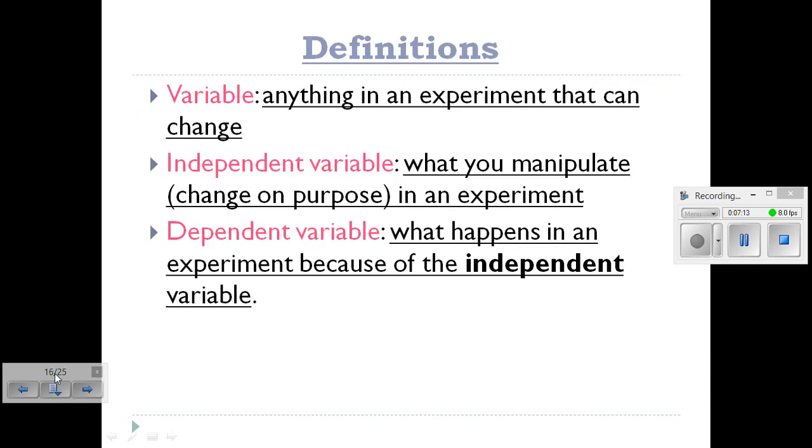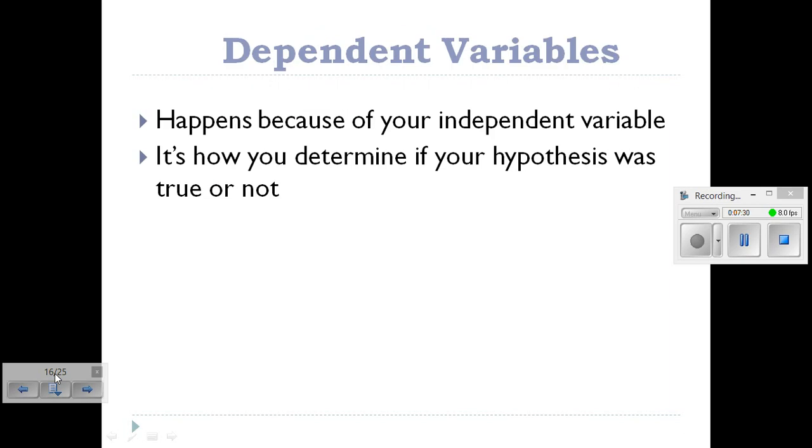Now let's look at another definition. What is the dependent variable? Well, the dependent variable is what happens in an experiment because of the independent variable. It relies solely on what your independent variable has. So let's look at it. Dependent variables happen because of your independent variable. It's how you determine if your hypothesis was true or not.